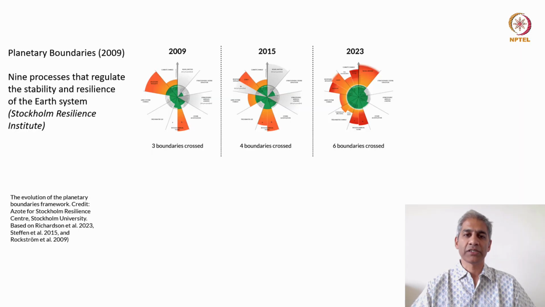In the first lecture on this topic, I introduced the concept of the planetary boundaries. The planetary boundaries are 9 processes that regulate the stability and resilience of the Earth system. Climate change is just one of these boundaries. And as you can see in the figure, from 2009 to 2023, we are now in the position where 6 of these boundaries have been crossed, which means we are entering a zone of great risk and uncertainty.